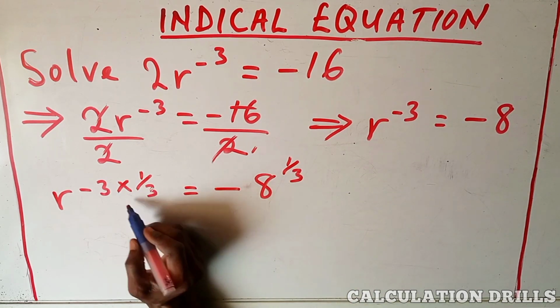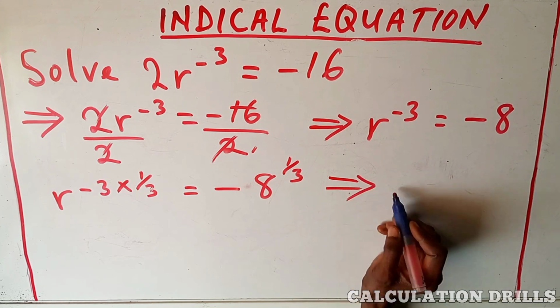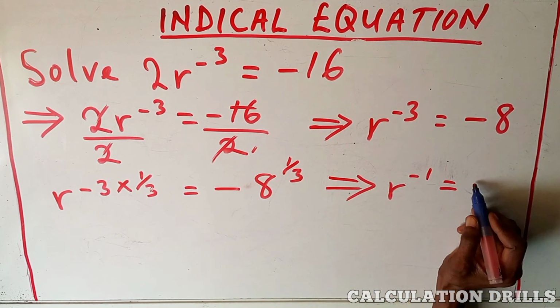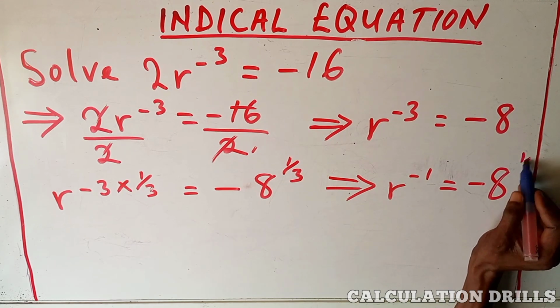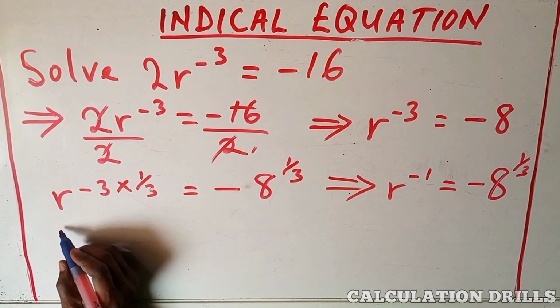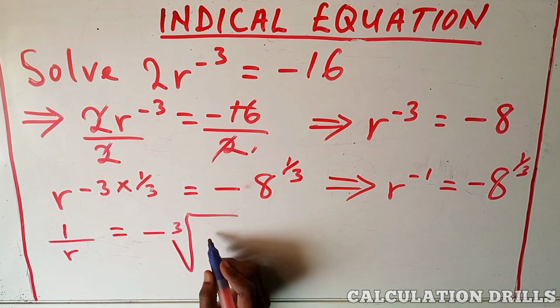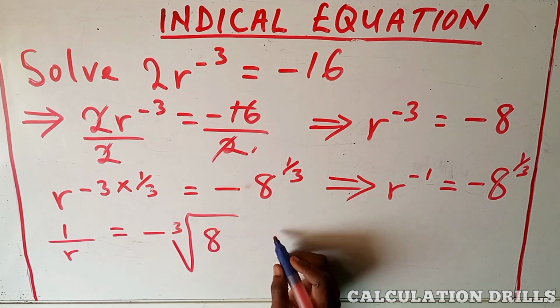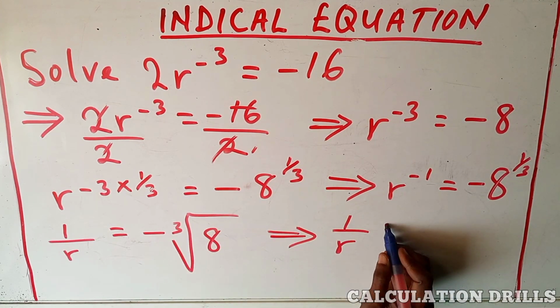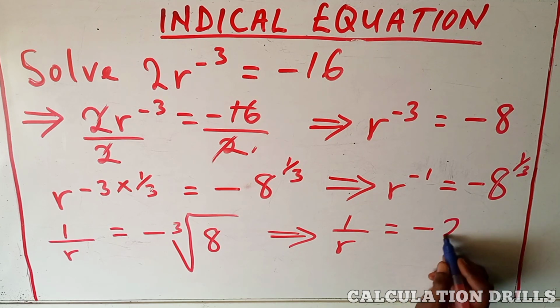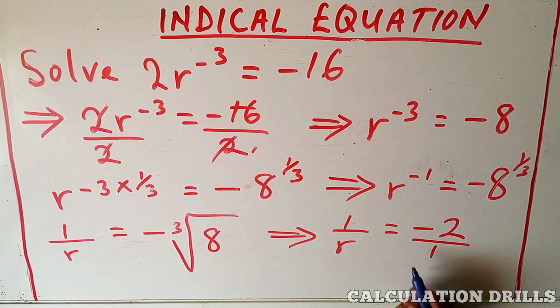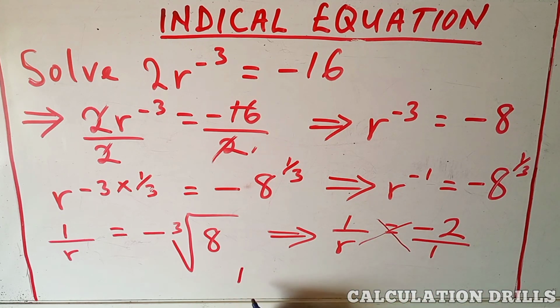So when we cancel, we got r raised to power minus 1 equals minus 8 raised to power 1 over 3. So that is the negative power rule. That's why we wrote 1 over r equals minus cube root of 8. That's what you can see there. Then cube root of 8 is equal to 2. Since this is in fraction form, I have to make the other one a fraction so that we can easily cross multiply. When we did that, we got 1 equals minus 2r.